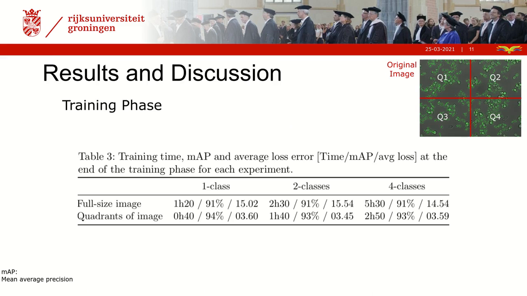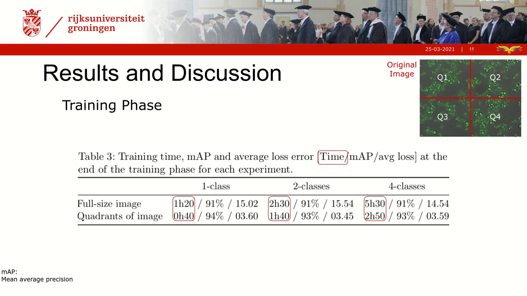Here, the evaluation of the YOLO model during the training phase is presented. Experiments based on image sizes are shown in the rows, while columns represent the results of the defined classification problems. Although there are more images to train for the quadrants experiment, the total time needed to train the model is less. This is because there are fewer cells in these images, and thus the images are less complex.